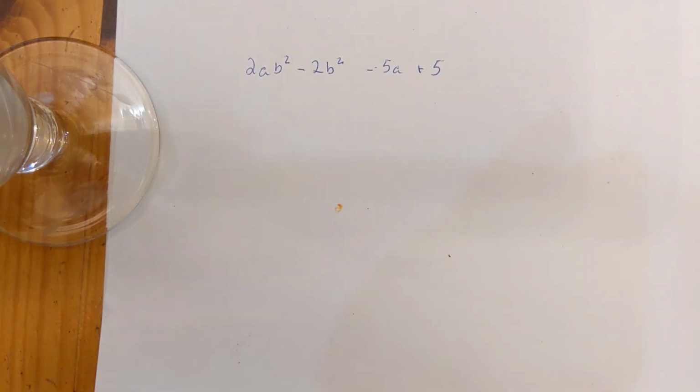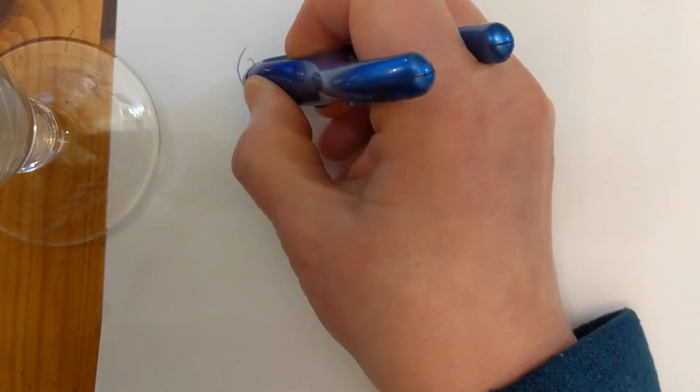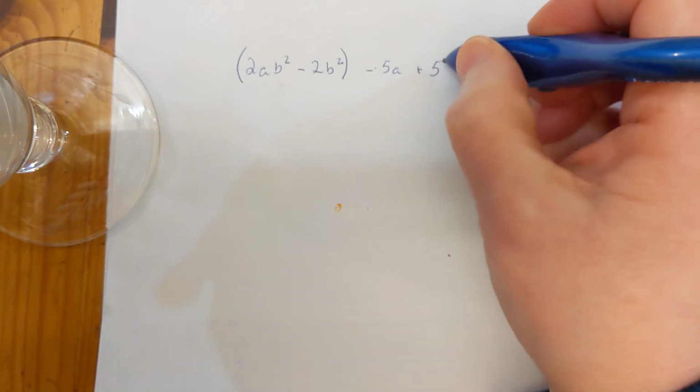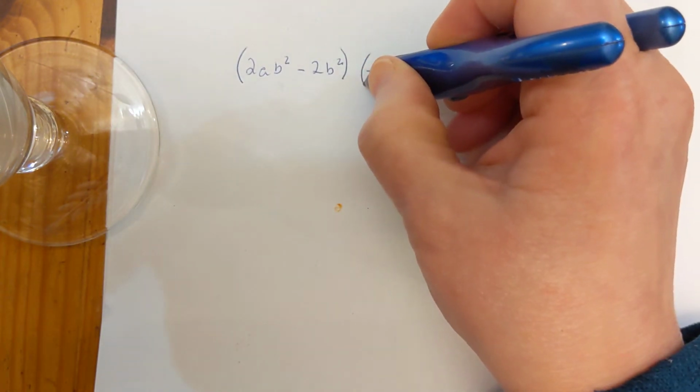Here's another example of factoring by grouping. So I have 4 terms. I don't have a greatest common factor I can factor out. So I'm going to try grouping these. Then I'm going to take these first 2 terms and make a group out of them. And I'm going to take these last 2 terms and make a group out of them.